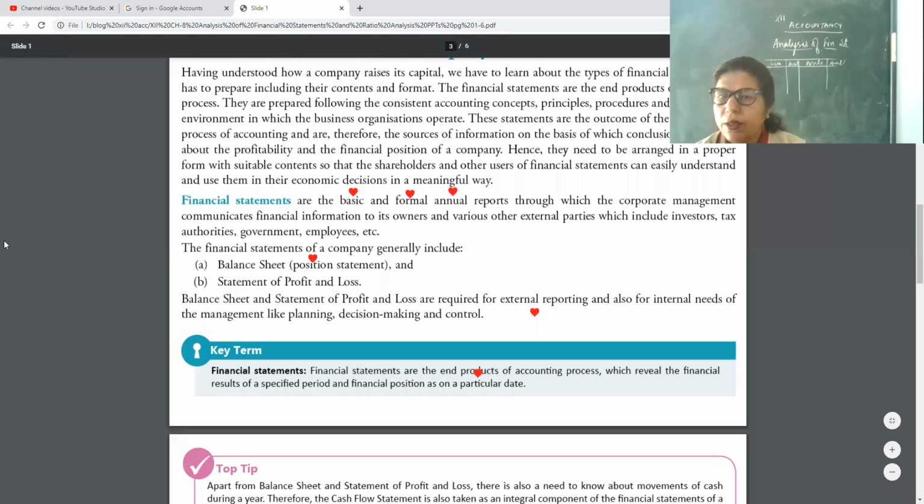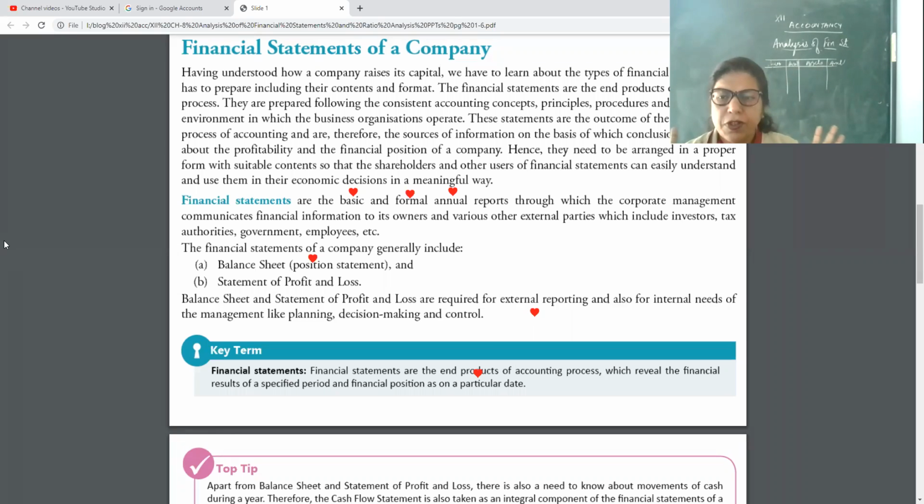There are various users of the financial statements, but generally we classify them in two parts, internal and external. Internal users are owners, management, and those who are the organizers. Internal employees also see the financial reports or financial statements. And external users: government, investors. Government also sees them, and accordingly makes policies. If you are an investor, how will you invest in any company? First you will see their financial statements.